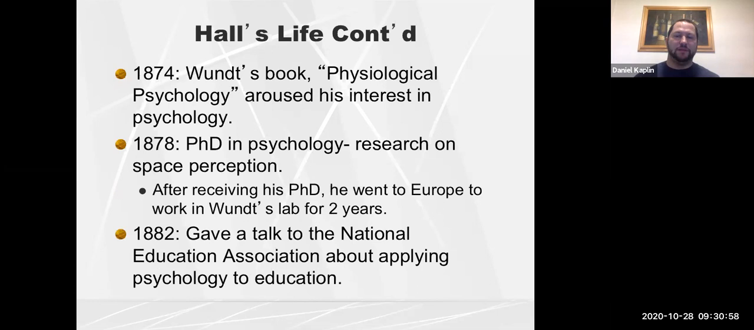So what happens? What shifts? Well, the first thing he does in 1874 is he reads an early book on psychology. Wundt's book on physiological psychology piqued his curiosity. And then he ultimately gets a PhD in psychology, the first American PhD. And then he studies space perception. Again, it does not shock me, nor should it shock you, that he starts with sensation and perception, because that's where many of the early psychologists focused, right? Physiological psych. So he then goes to Europe, works with Wundt in his lab for 2 years, gets some mentorship there, and then he starts to shift gears.